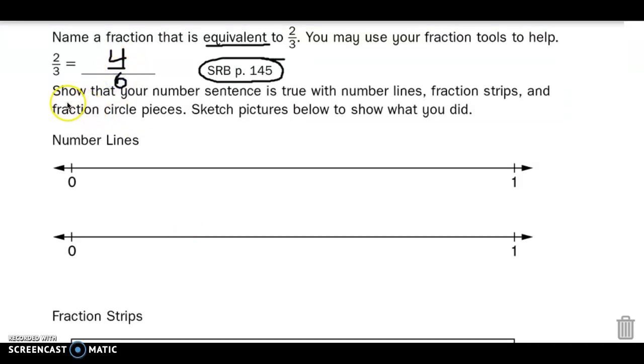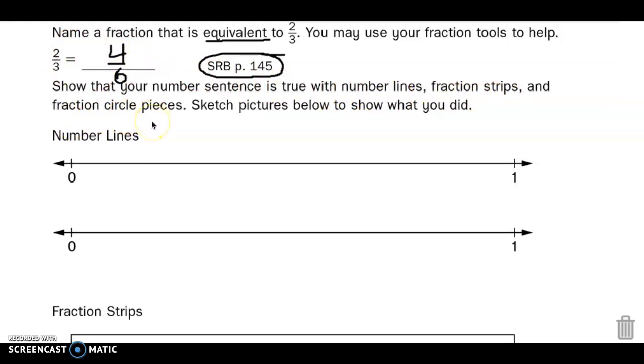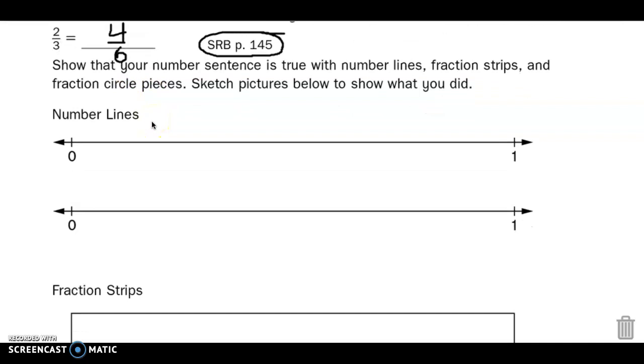Now it says, show that your number sentence is true. So show that 2/3 is equal to 4/6 is true with number lines, fraction strips, and fraction circle pieces. So we're going to make sure that our answer is reasonable using these 3 different strategies. We're going to justify our answer. We're going to make sure it makes sense, and we're going to explain why. Sketch pictures below to show what you did.